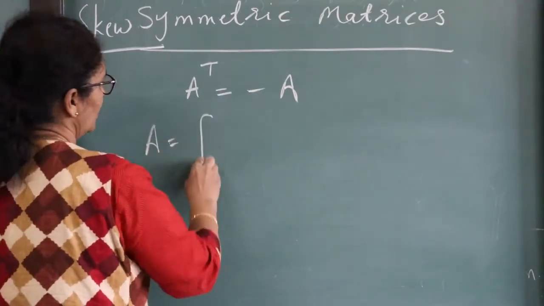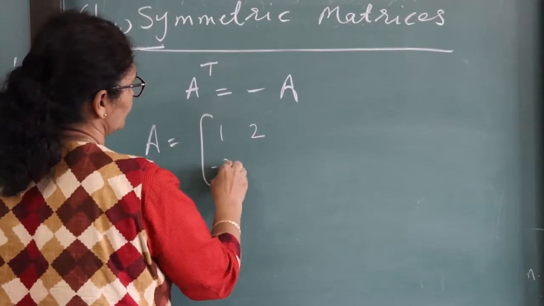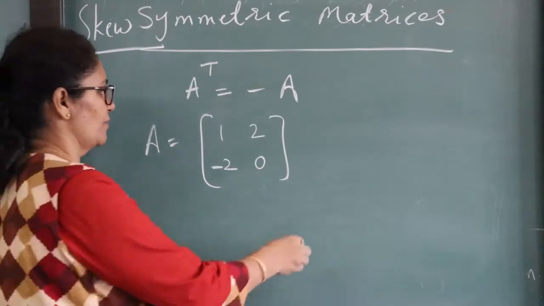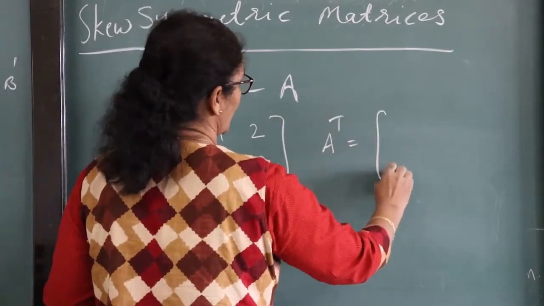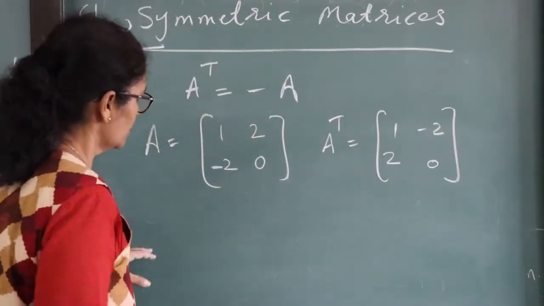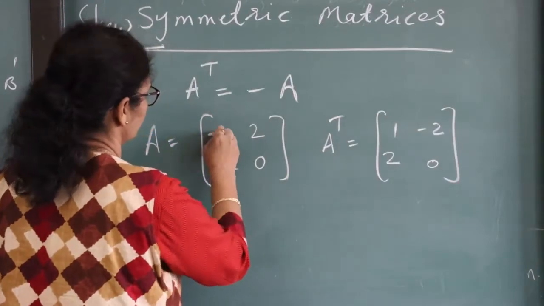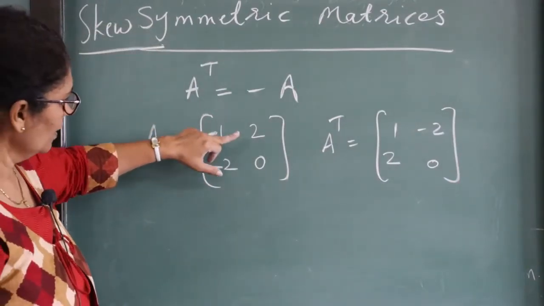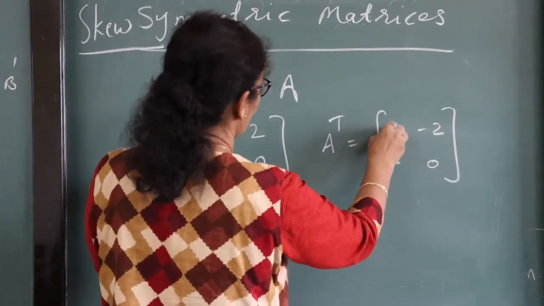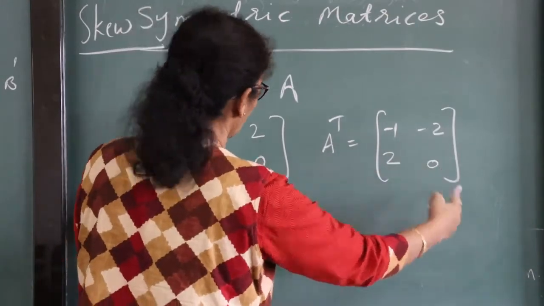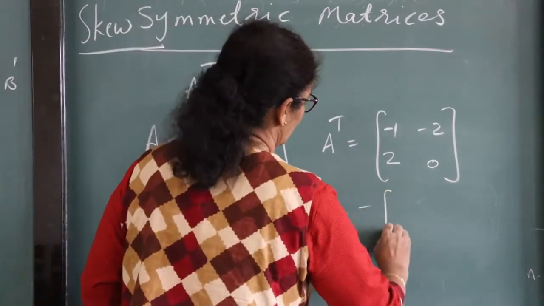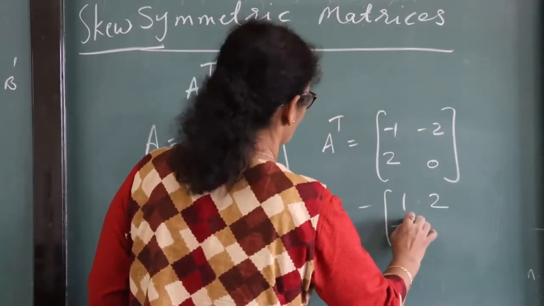Let's take one example. First we take an example of 2 by 2. I have taken the matrix 1, 2, minus 2, 0. Now I write its transpose. So I can write 1, 2, minus 2, 0 this way. Now check. I have taken minus 1, 2, minus 2 and 0. So if I write its transpose, then this will be minus 1, 2, minus 2 and 0. Now if we take the minus sign outside, then what will you get? This will be 1, 2 and minus 2, 0.